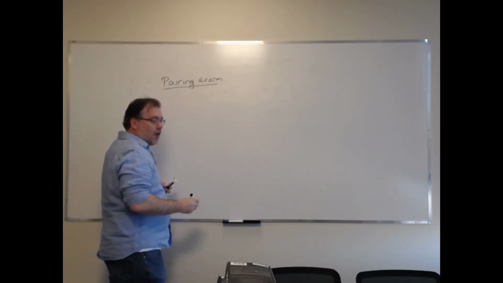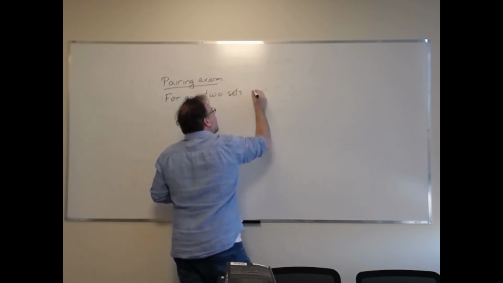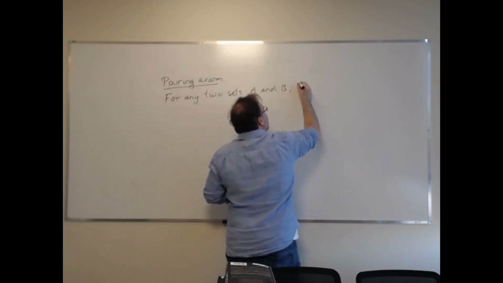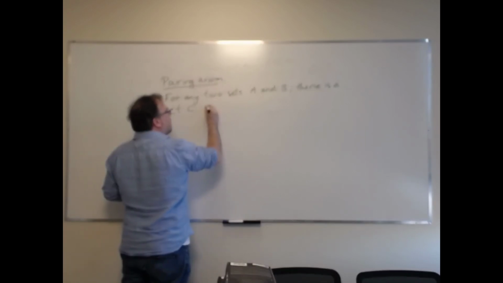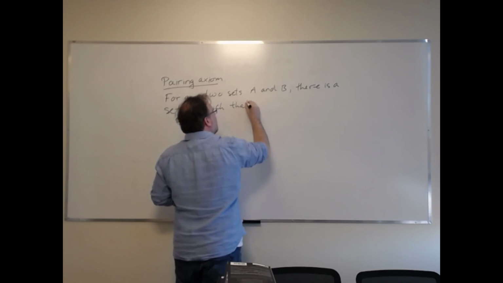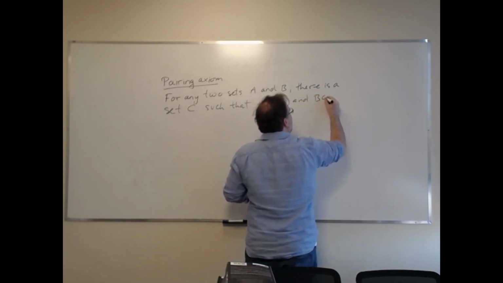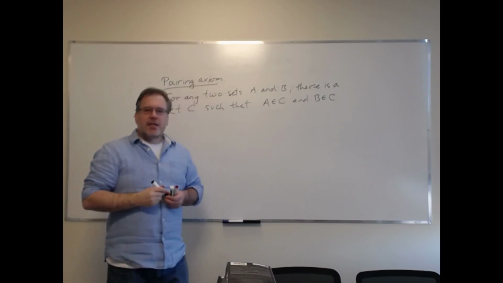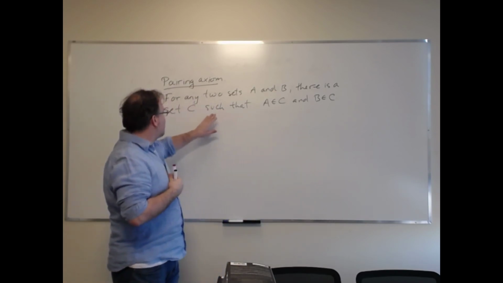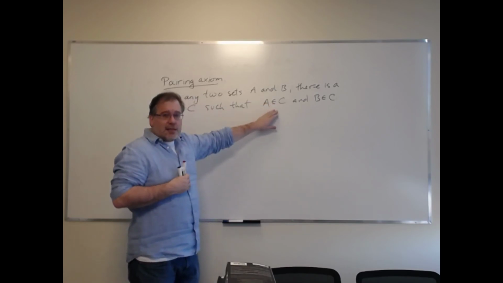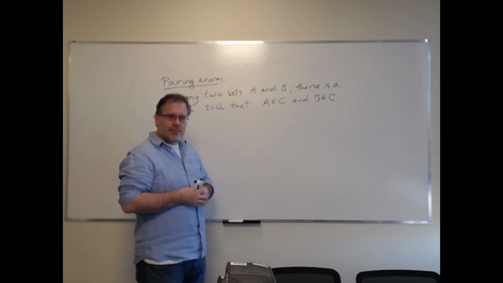So the pairing axiom says the following. For any two sets A and B, there is a set C such that A belongs to C and B belongs to C. So C contains both A and B. It could also contain other junk. That's just an existential. There is a set that contains A and contains B, but we're not told whether or not C contains more junk or not.